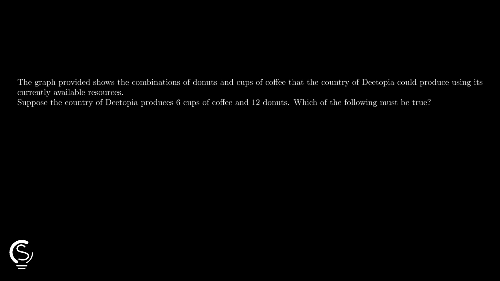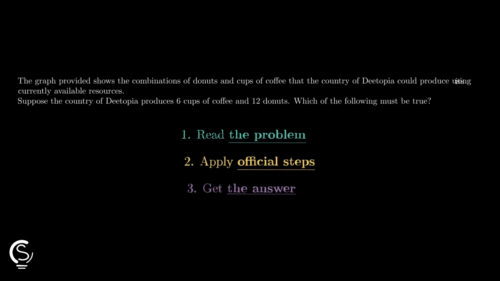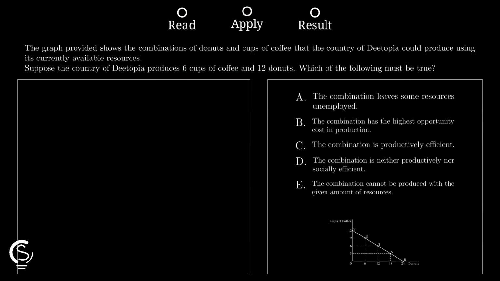Dtopia's production graph shows how many donuts and coffee cups we can make. Let's see if 6 coffees and 12 donuts hit the mark. First, we need to locate the specific point for 6 cups of coffee and 12 donuts on this production possibilities curve. This point sits right on the outer boundary line.